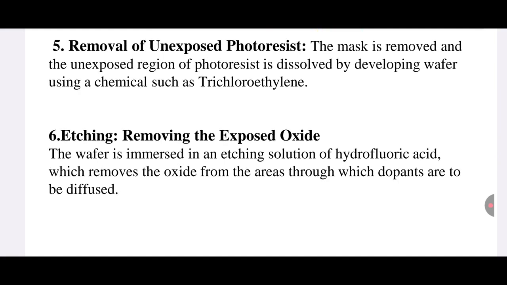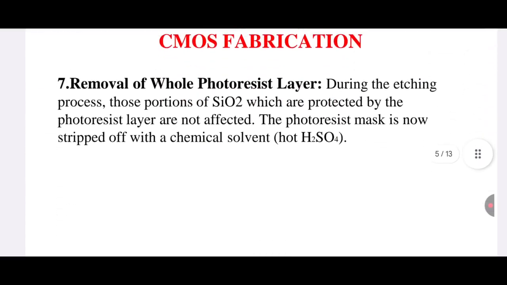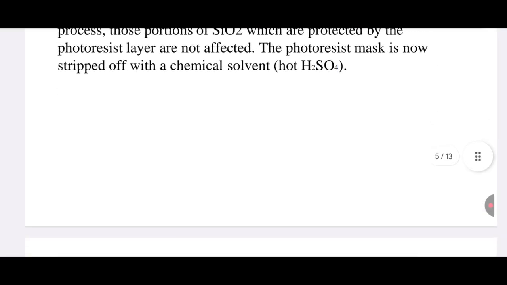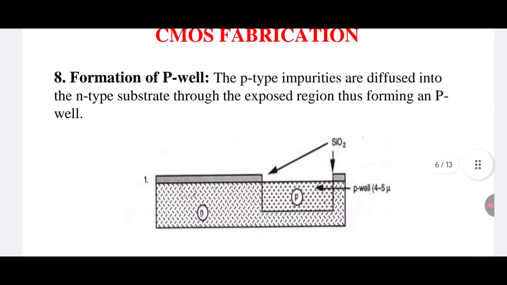That means the wafer which is exposed to the ultraviolet radiation is immersed in chemicals such as hydrofluoric acid, and then we will remove the photoresist as well as the oxide which is present where we need to form the P-well. So next we will remove the unwanted photoresist layer as well as the silicon dioxide layer from the substrate, and then we will move on to the formation of the P-well.